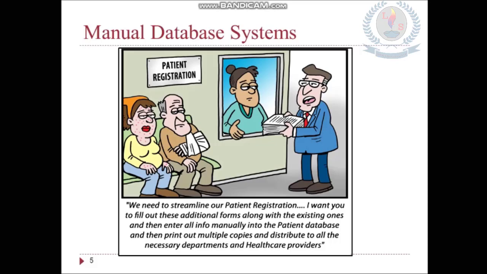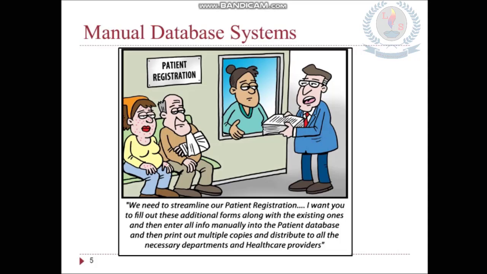A manual database is a hard file storage system which consists of paper records, folders, and filing cabinets or storage boxes. Those are the things we can use to store manual data. But nowadays computerized databases are rapidly replacing manual databases for document storage.